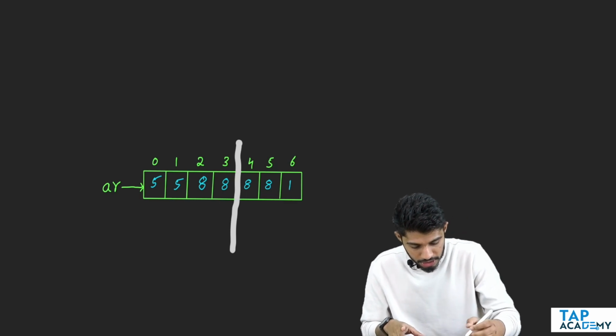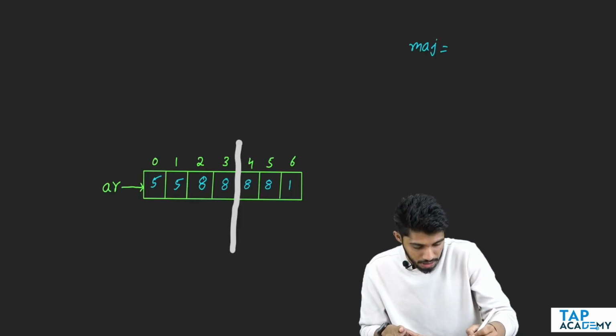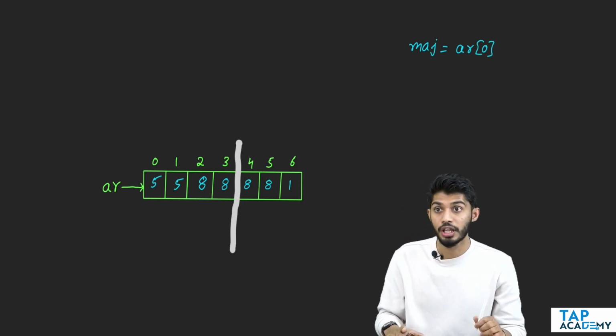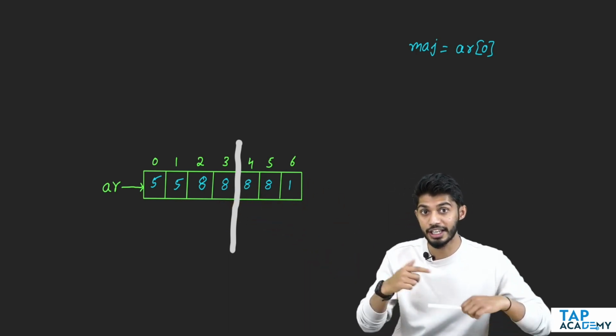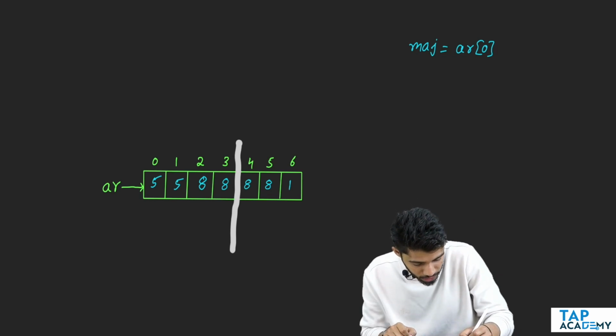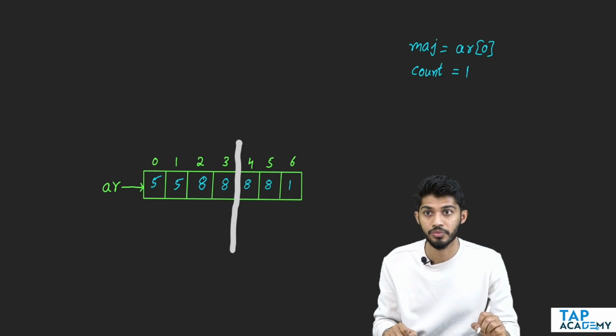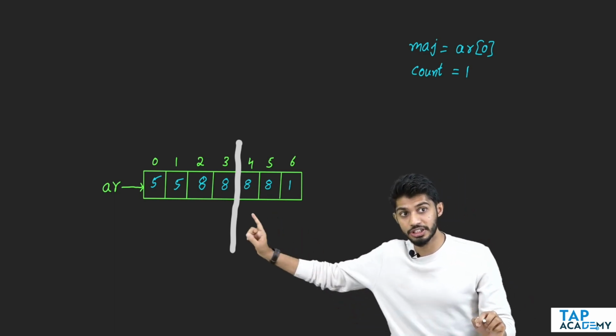So what I am doing is, I will take one variable named majority. Then I will say that's nothing but whatever is there in AR of 0. Now 5 is considered to be my majority. Next I need to keep track of count, so I will take the value of count to be 1.